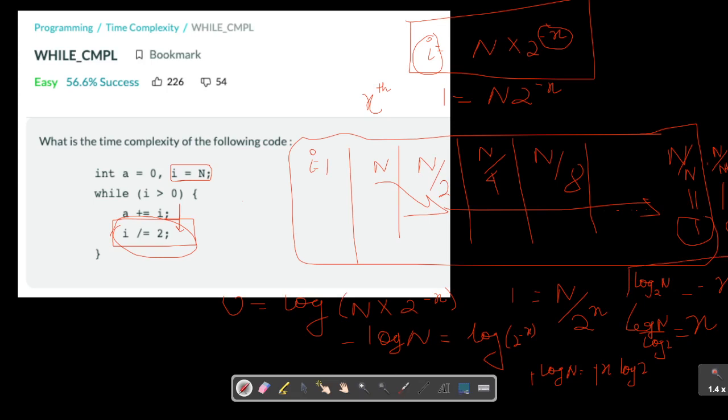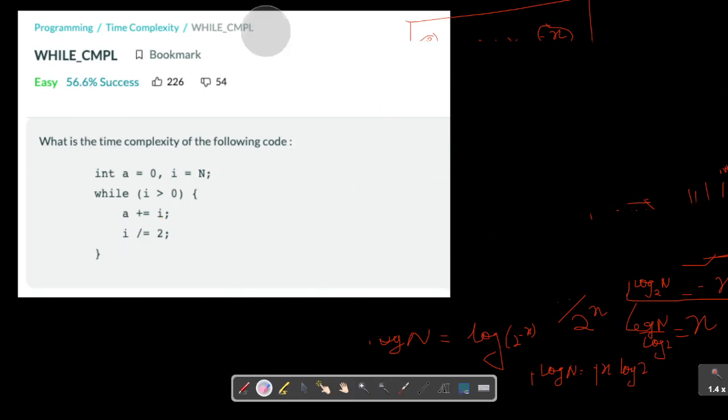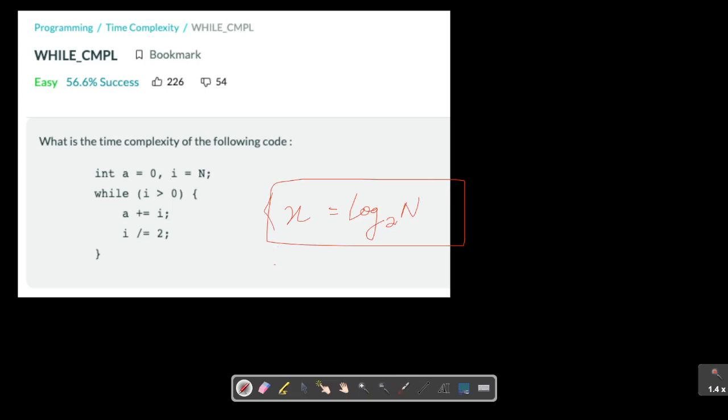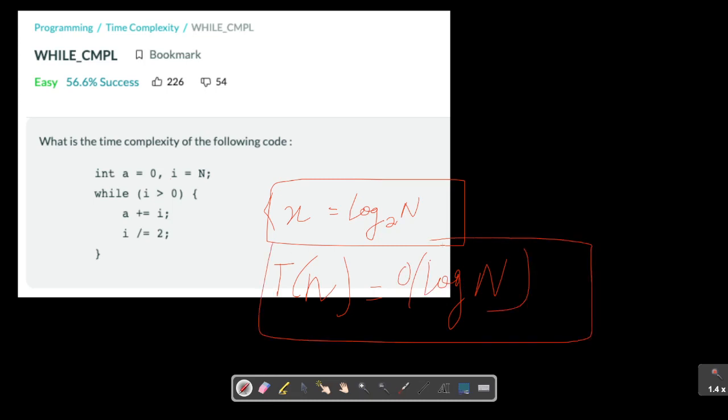So it will take log n number of iterations to get out of this loop, to break this loop. So what we can conclude is the value of x is log base 2 n. Hence the time complexity is also log n. So the correct answer will be log of n.